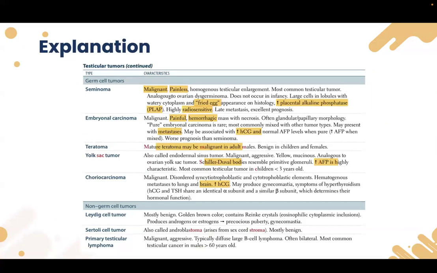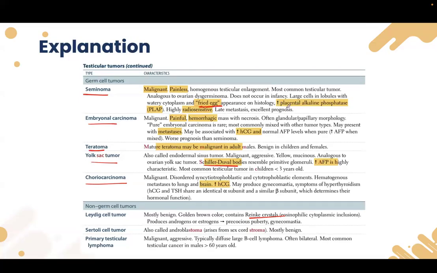Now, I put for you this table for the testicular tumors. There is seminoma, embryonal carcinomas, teratomas, yolk sac tumors, and choriocarcinomas. I won't go into the details of this because you might have covered it in your pathology, and I don't want to make this video long. However, I want you to pay attention to a few things. The first thing is the histopathological appearance: fried egg, Schiller-Duval bodies, and the others, Reinke crystals. Pay attention to these minor details.